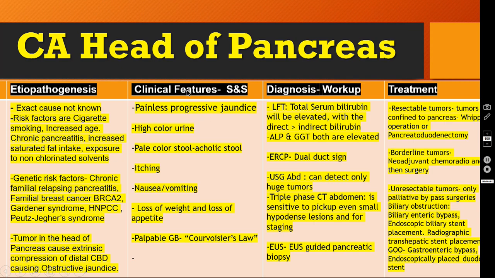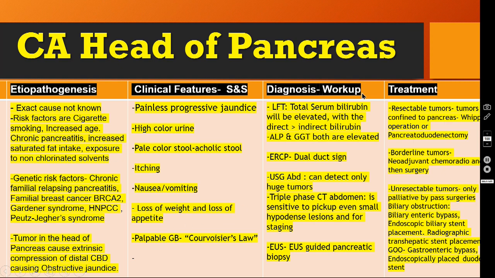Of course, the patients will have high color urine, pale color stool with itching, nausea and vomiting, but they also will have loss of weight and loss of appetite. But here, the gallbladder is palpable. This is the Courvoisier's law because the jaundice is not because of gallstone. So you can palpate the gallbladder, which is not tender.